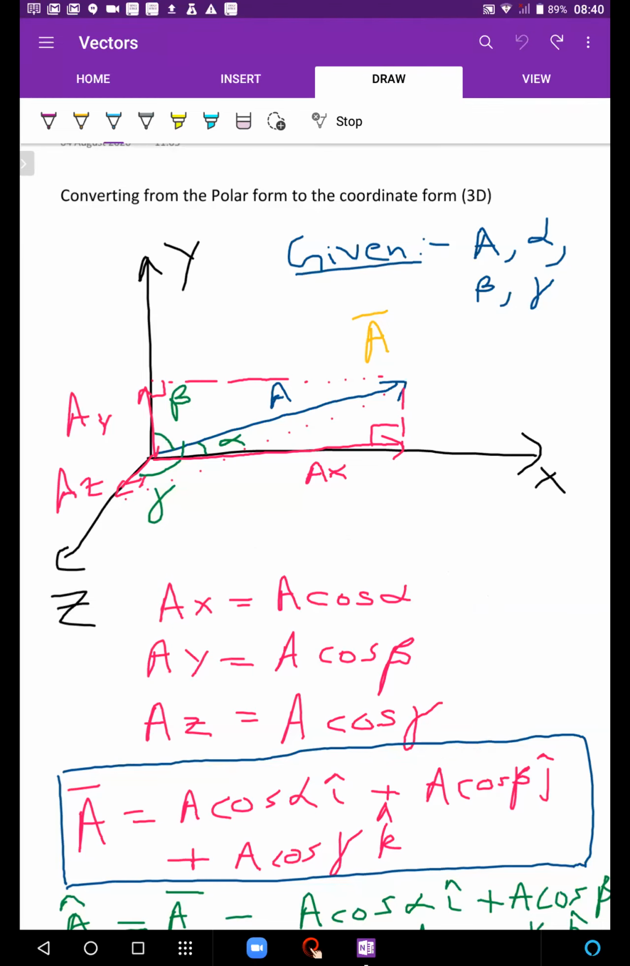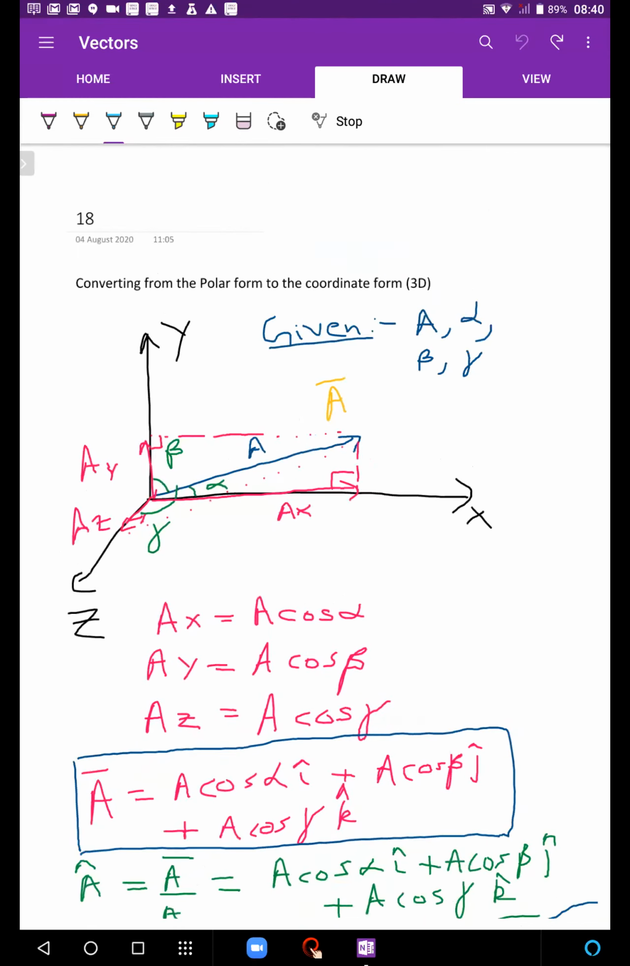Now that I have the x, y, and z components, I can directly write the vector as something along I cap plus something along j cap plus something along k cap. So my vector becomes a cos alpha I cap plus a cos beta j cap plus a cos gamma k cap. Done, right? This is how we find it in coordinate form. Simple. A is given, angles are given, a cos alpha I cap, a cos beta j cap, a cos gamma k cap. That is your vector in coordinate form.